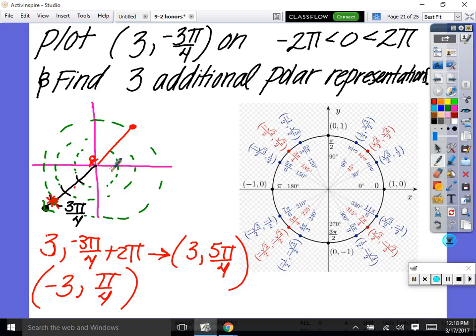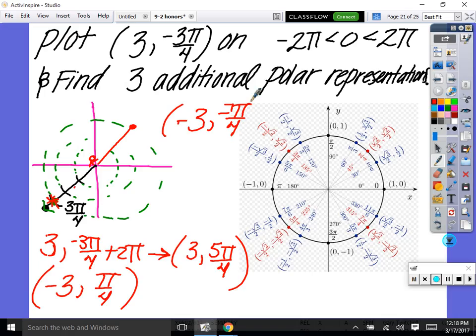We have to go here, right? We have to be here to go backwards. So isn't that also negative 7 pi fourths? Negative 7 pi fourths. Going backwards instead of up pi fourths, going this way. Does that make sense? Yep. So negative 3, negative 7 pi fourths.